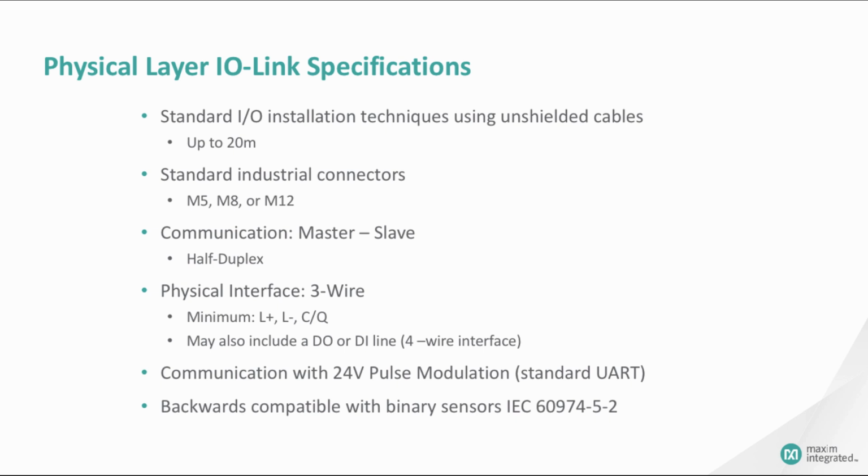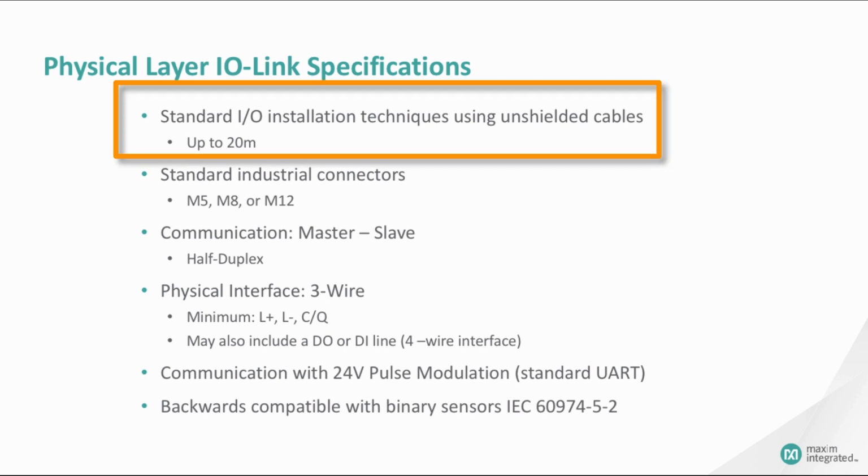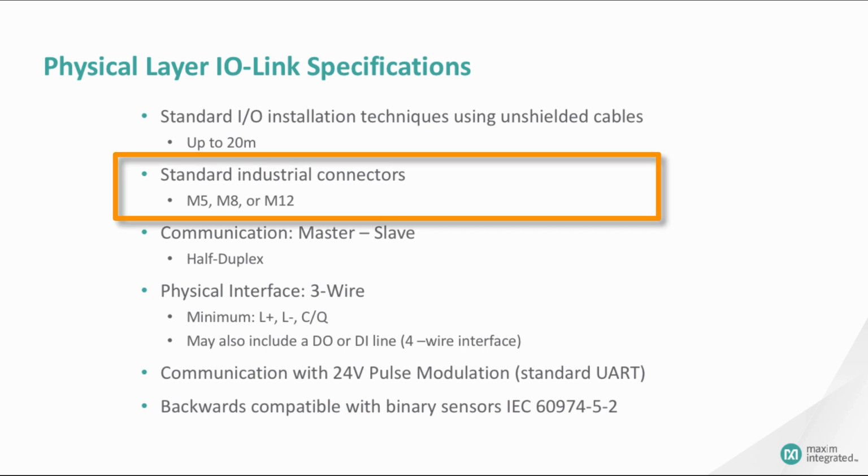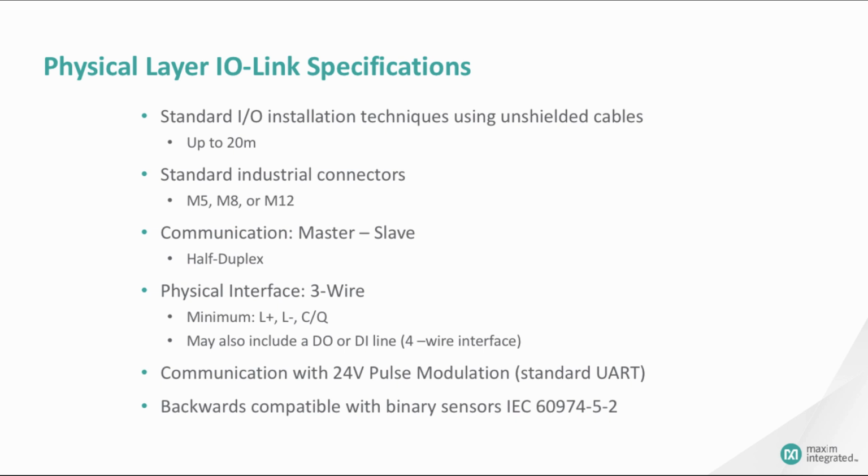The IO-Link standard states that IO-Link communications are limited to a distance of 20 meters using unshielded cables. IO-Link connectors are already in wide use in industrial systems. M5, M8, and M12 connectors are allowed. Typically, M8 and M12 connectors are most predominant.